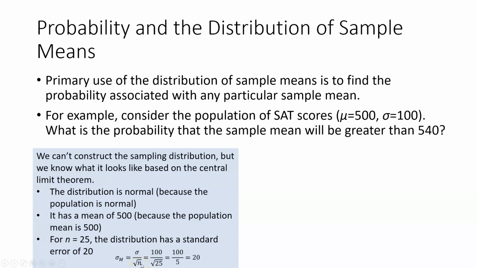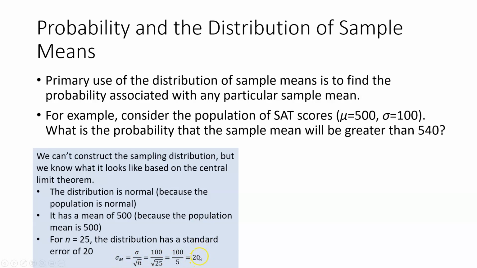So if we take the standard deviation of the population, 100, and we plug that into the equation, and we divide it by the square root of n, if the n is 25, then we could say the square root of 25 is 5, and 100 divided by 5 is 20. So the standard error of the mean is 20.